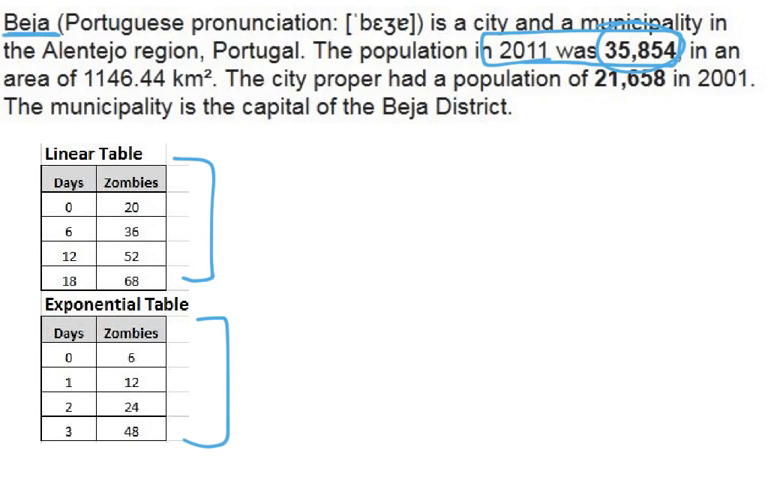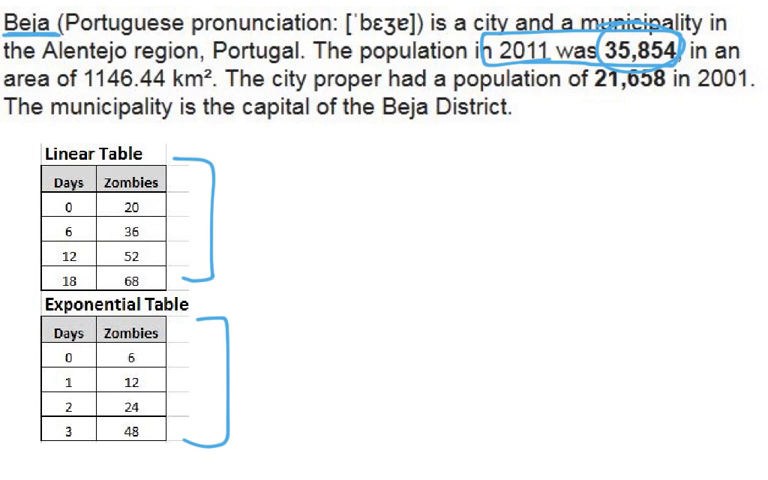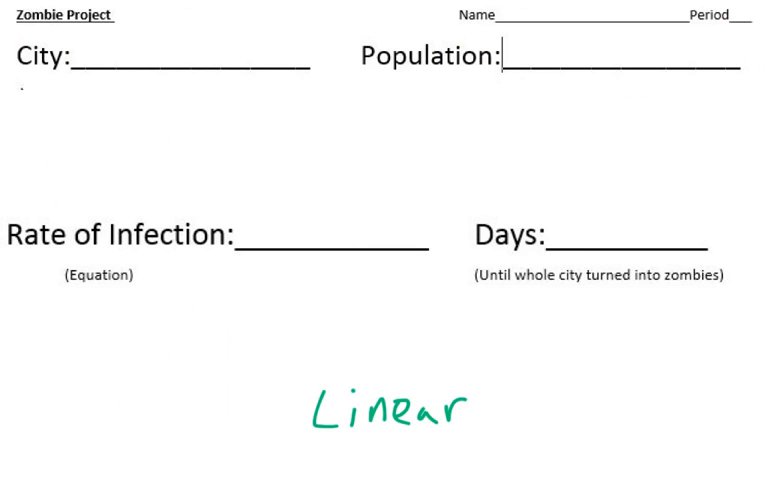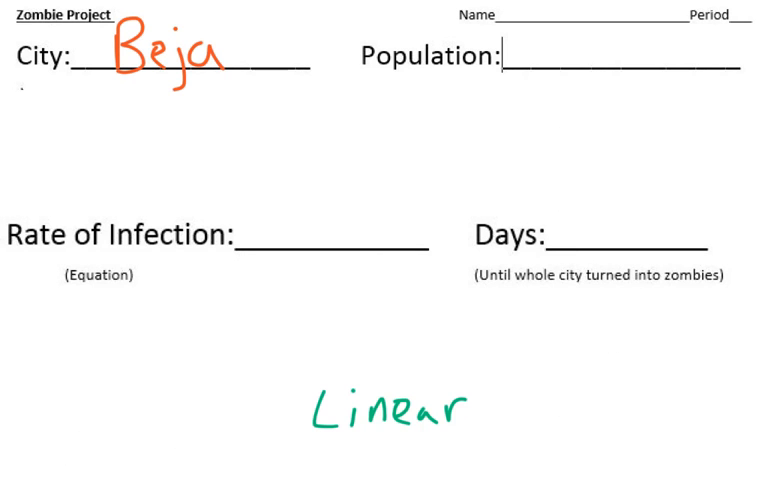Okay, so here we go. I'm going to find all this information and show you an example of it. So we're going to deal with the linear first, and then we'll do the exponential. So there's my city, and my population was 35854.